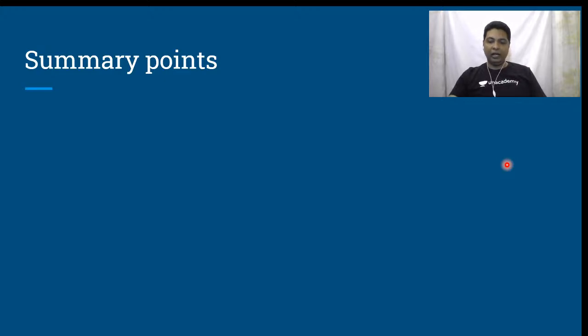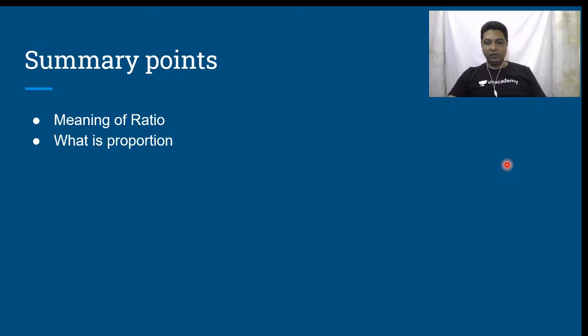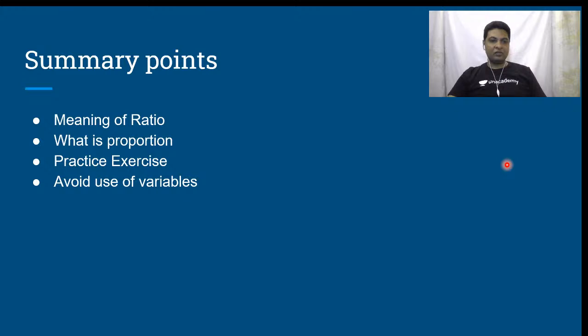And before that, let me summarize a few of the points that we have discussed. We discussed the meaning of ratio. We discussed what is proportion. We solved questions. And the most important point is that we need to avoid the use of variables and we need to avoid the use of fractions.